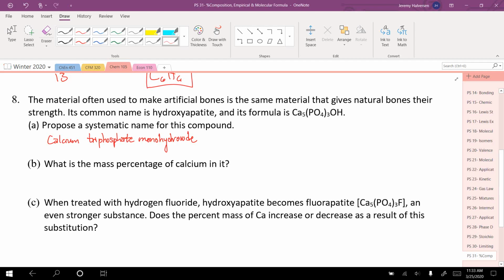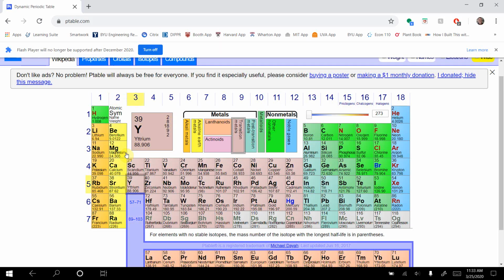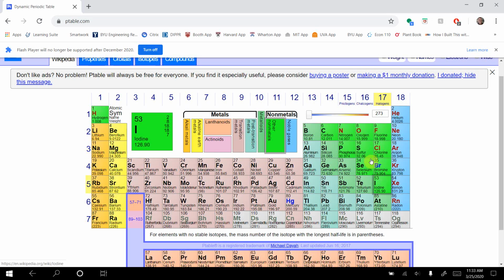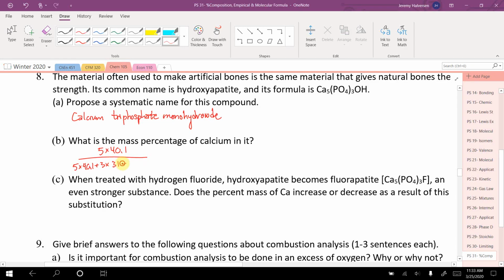What's the mass percentage of calcium? All right, so we've done this before. So we have 5 calciums. Calcium has a mass of 40.1 divided by my total mass, which would be 5 calciums, 3 phosphoruses, 31, 12 oxygens, actually 13 oxygens, and 1 hydrogen.